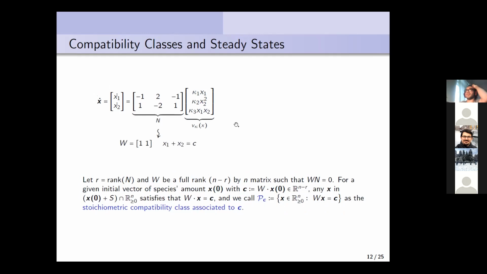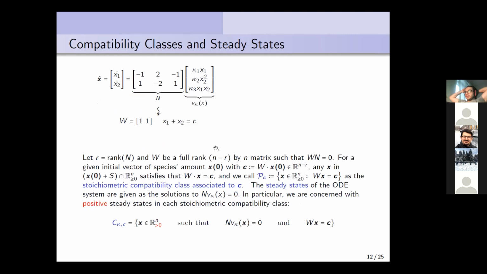And so here is how it goes in our example. Since this matrix N is rank 1, W is a 1 by 2 matrix essentially, and W times x equals c gives you one relation. If W had, let's say, L rows, then you would get L many equations like this, and each one of these equations is called a conservation equation, or conservation law.